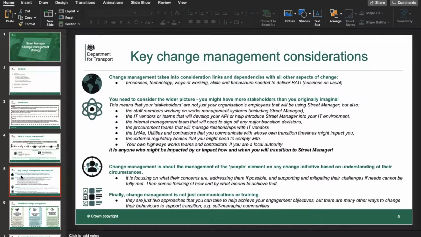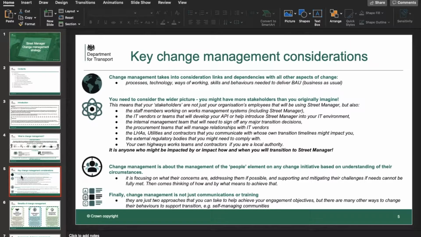Key change management considerations. Change is made up of four key areas: processes, tech, ways of working, and skills and behaviours. For your approach to be successful, you need to make sure you've considered how all four will be affected and what needs to happen to support them.